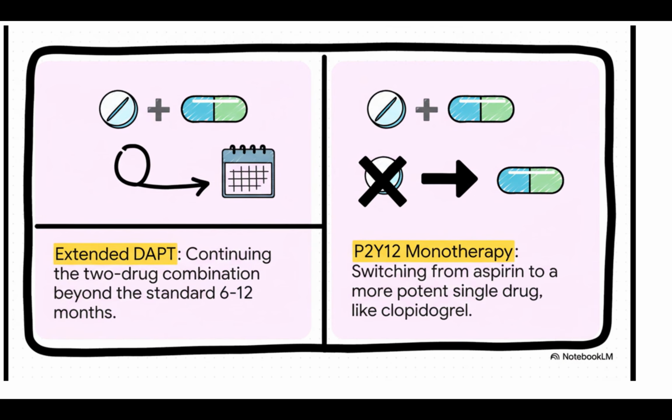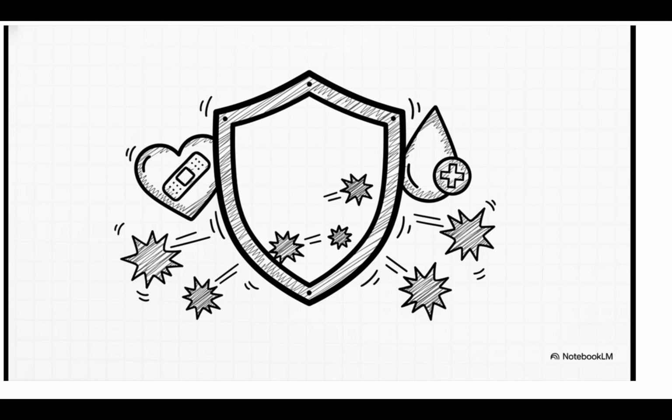Science started looking for better, more powerful ways to keep them protected. And researchers have really zeroed in on two main alternatives. On one side, you have extended DAPT. That's simple enough. Just keep that powerful two-drug combo going for longer. The other idea is a little different. After the first few months, you drop the aspirin, but you continue with the more potent second drug all by itself. And the evidence for this stuff is pretty compelling.